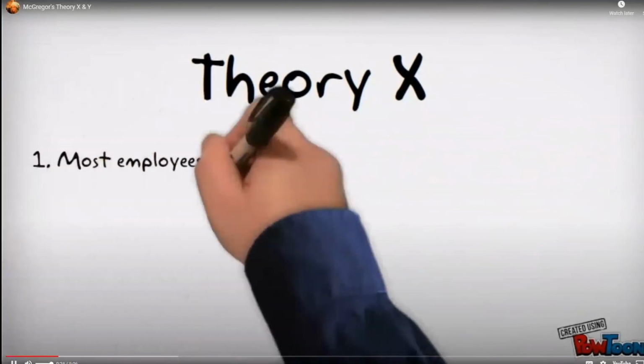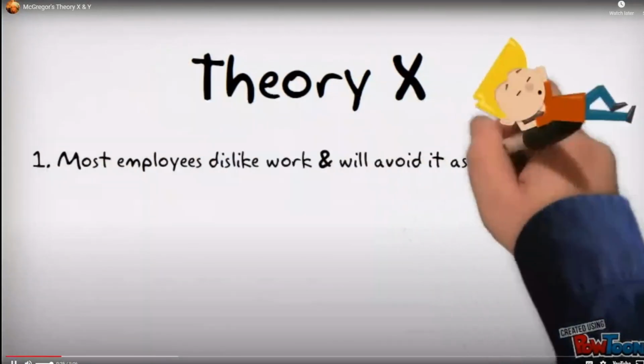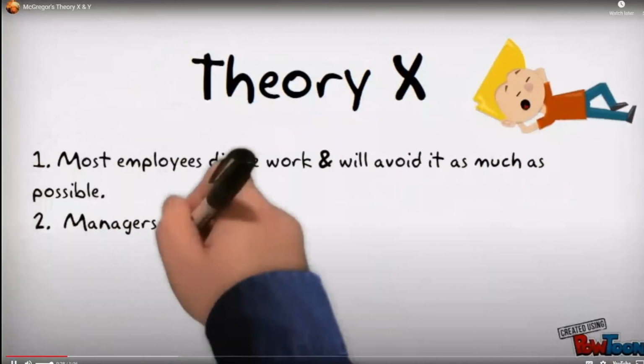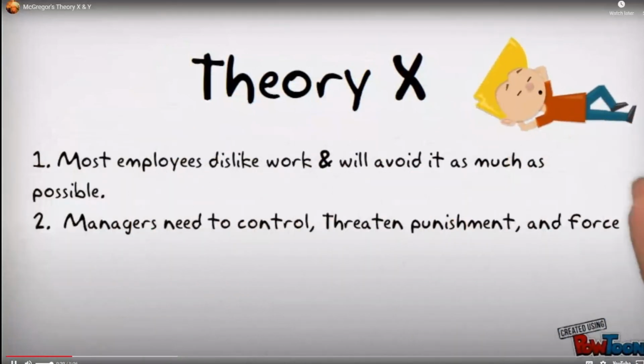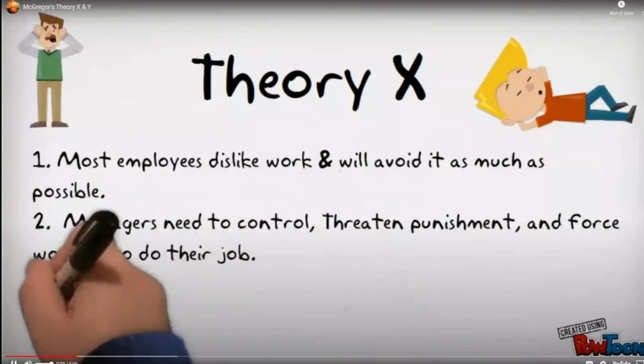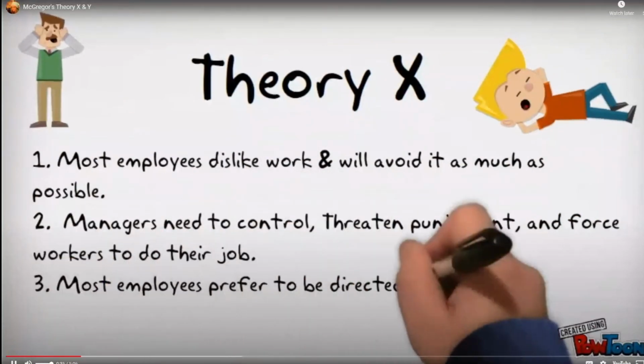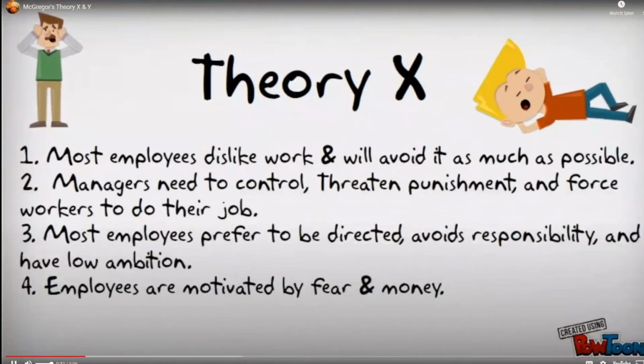Managers who fall into the Theory X category tend to believe that most employees do not like working and will avoid it as much as possible. In order for their employees to get work done, the manager feels that they need to control, threaten punishment, and force workers to do their job. They also think that most employees prefer to be directed, that they'll avoid responsibility at all costs, and that they have low ambition. And lastly, they think that employees are motivated by fear and money.